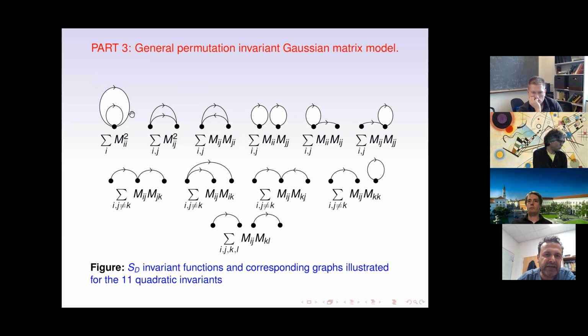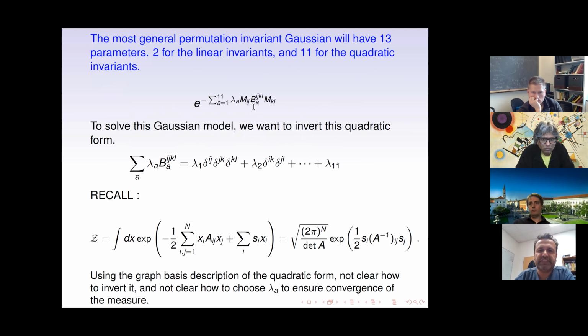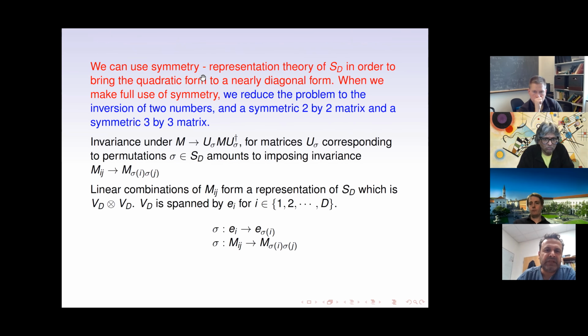This is another Mii. If you have Mij squared, you have a graph like that. So there are 11 such things. So you can write down an action which involves these 11 quadratic terms. It's not too obvious how to solve such a thing. However, you can make progress and solve it using representation theory techniques.